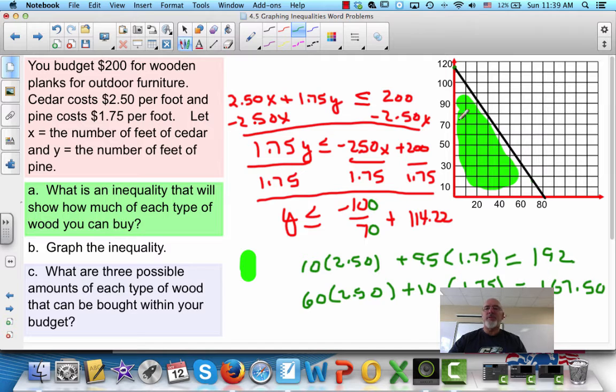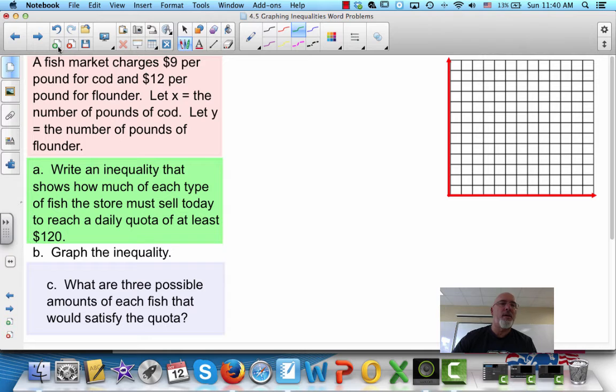$167.50. So anything that you choose in this area. Now, the closer you get to the line, the closer you get to $200. The further away you get from the line, let's try 10 and 10 right here. See, if we chose 10 at $2.50 plus 10 at $1.75, that would come up to be, let's see, $25 plus, that would come up to be $42.50. So the further away you get from the line in the shaded area, the less money you're going to spend, and the closer you get to the line, all along the line right here, the closer you're going to get to $200.